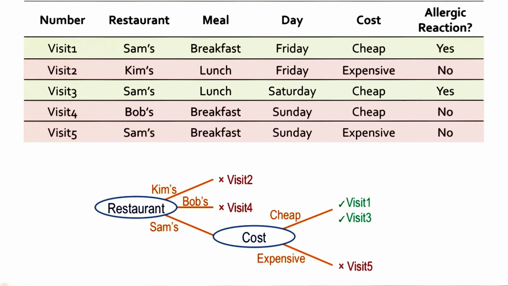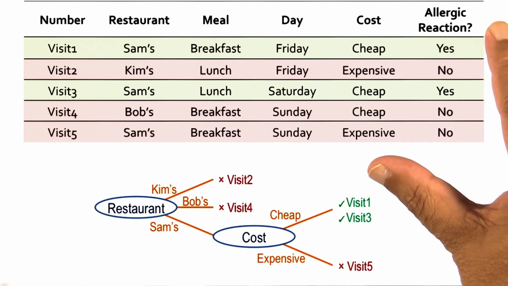When a new problem comes along, for example, visit 6, Sam's, lunch, Friday, cost is expensive, and we want to decide what the allergic reaction might be, we simply have to traverse through this tree to find out the closest neighbor of that particular new example. This is called a decision tree, and this technique that we just discussed is called decision tree learning. This method of inductive decision tree learning worked much more efficiently and apparently more easily than earlier methods we had discussed. But the trade-off is that we needed to know all the 5 examples right in the beginning.